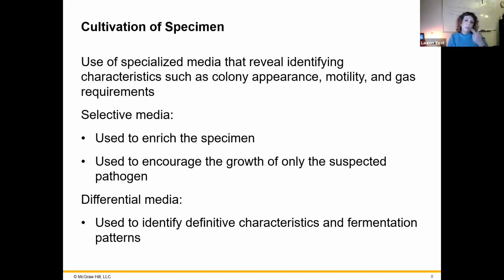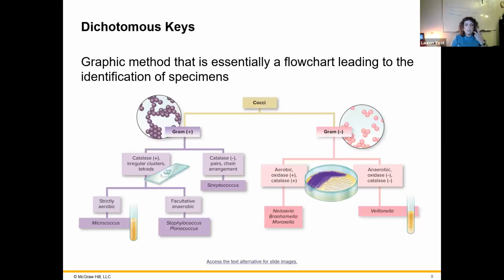Differential media, we could then use that to help identify physiological characteristics or ability, fermentation patterns, stuff like that, based on the color changes associated with that media. So all of that biochemical media that we're going to be talking about here in a moment would fall under differential, based on how that organism behaved on that media, created whatever byproduct, and caused that color change in the media due to the presence of that byproduct.